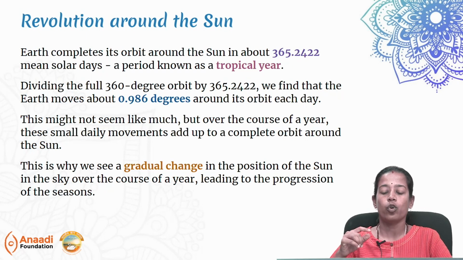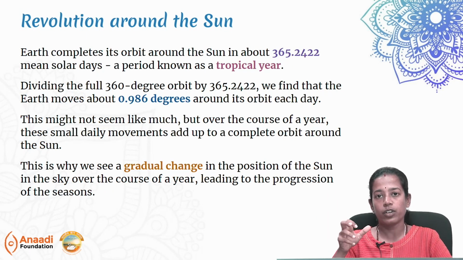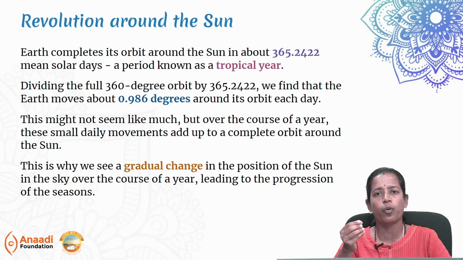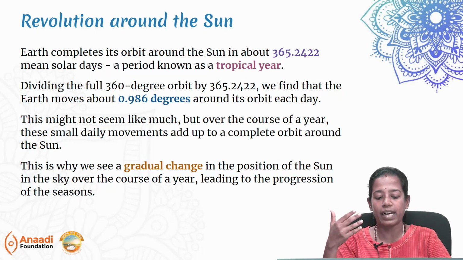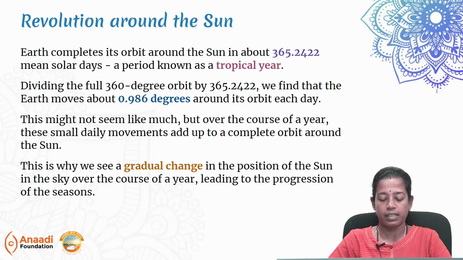So, we need to go around a full 360 degrees around the sun, and for that we take about 365.2422 days. If we calculate the angular movement that the Earth covers in a day, it is only about 0.986 degrees each day, which seems very negligible, but over the course of the year they slowly add up and the Earth completes an entire orbit around the sun.